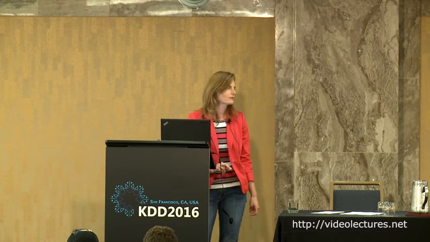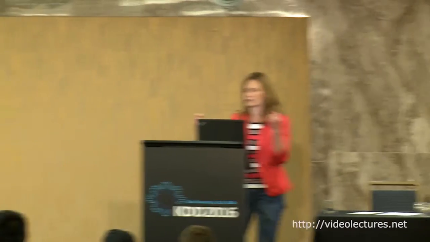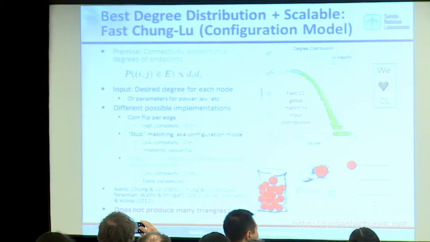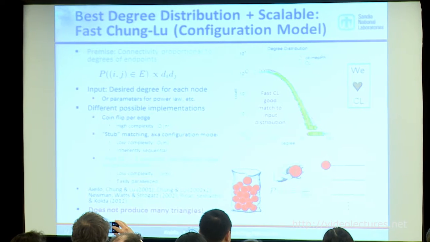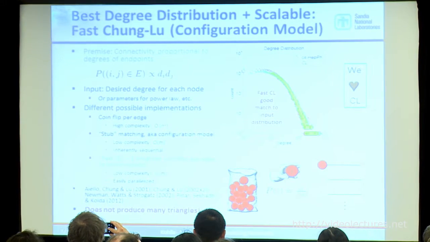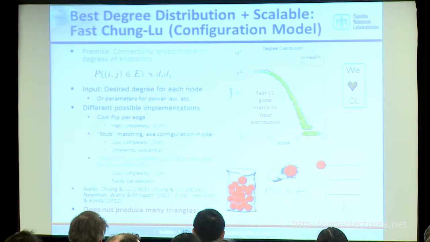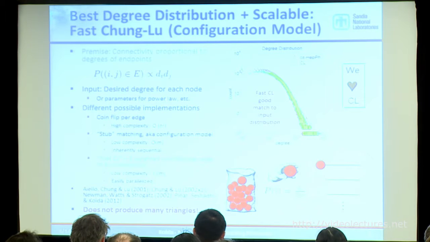couple different names. Chung-Lu is what I usually call it. It's also known in physics as the configuration model. The basic idea is the chance of an edge between 2 nodes is proportional to the desired degree of those 2 nodes. So if you want to have a Chung-Lu graph, what you give it is the degree of every node, or you can give it a degree distribution, and it can pull that from there. There are different ways to implement it.